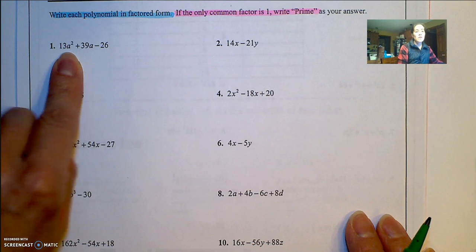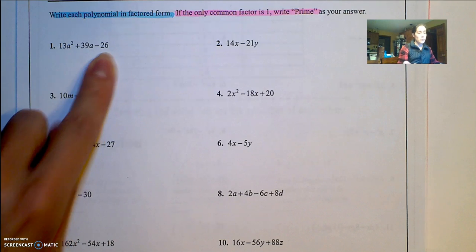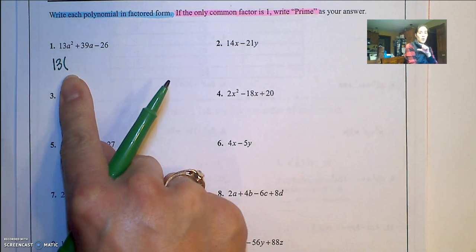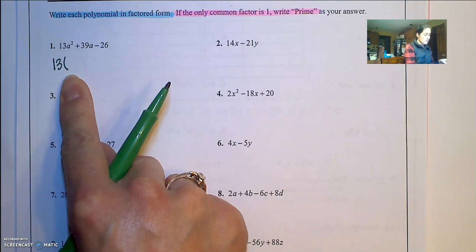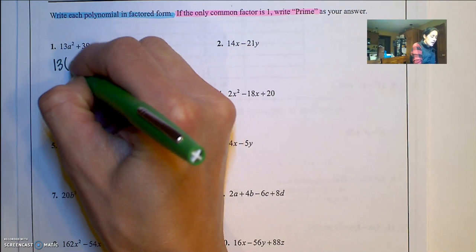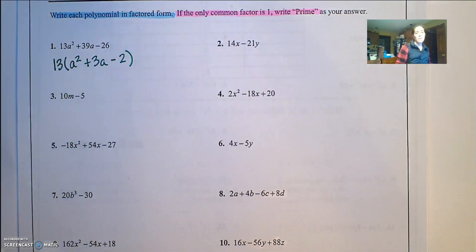Okay, number 1. So I'm looking at 13, 39, and 26. So I know I can divide all 3 of those by 13. 13 is the GCF, and then we're going to write the rest left over. So if I do 13 divided by 13, that's 1. So we just have a squared plus 3a minus 2.